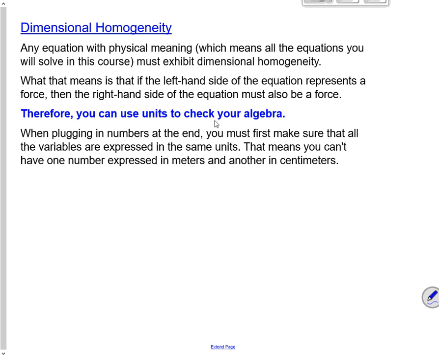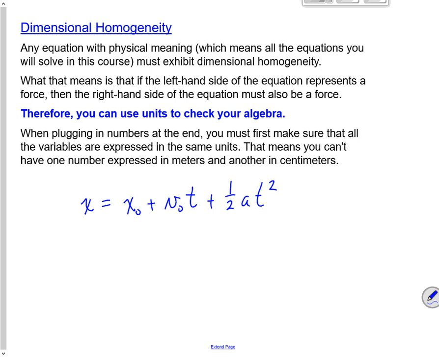Dimensional homogeneity. What that means is whenever you write an equation in physics or engineering, the equation applies not only to the numbers you're putting in there, but it also applies to the units. So if the left-hand side of the equation is in feet, the right-hand side of the equation also has to be in feet. So you might have an equation, for example, x is equal to x0 plus v0t plus 1/2 at squared. So this is a standard constant acceleration equation.